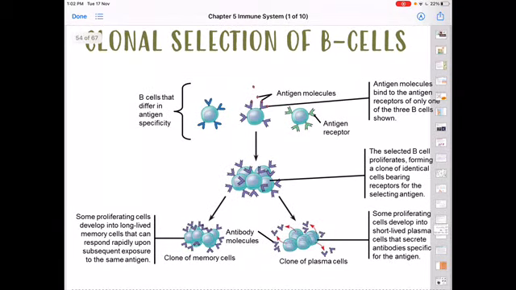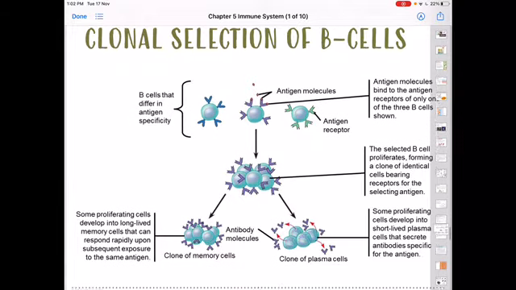Okay, so this is the clonal selection. These are B cells that differ in antigen specificity. This is more of a summary. The antigen molecules bind to the antigen receptor of only one of the 3 B cells shown.